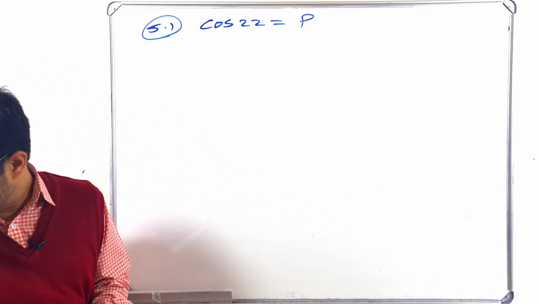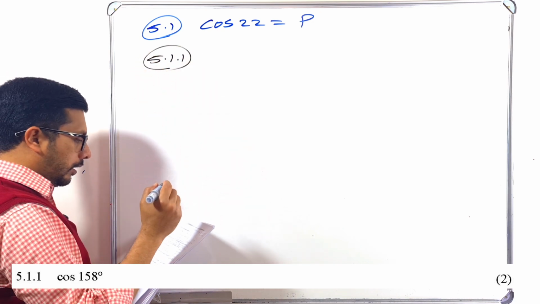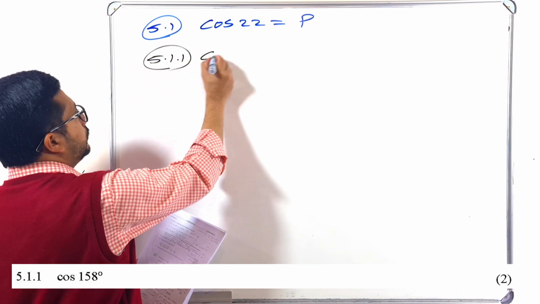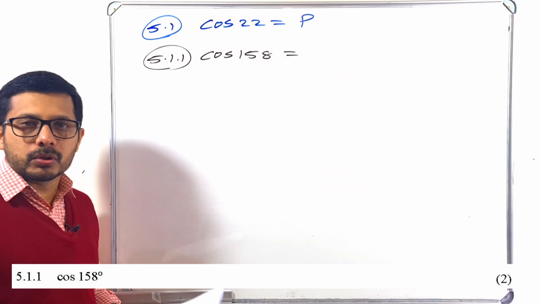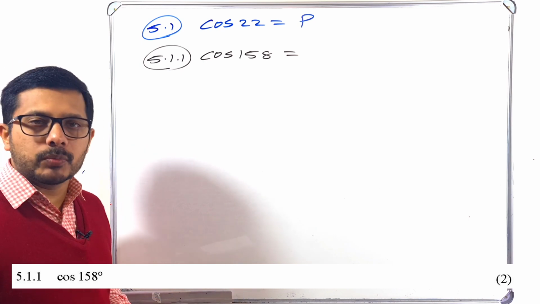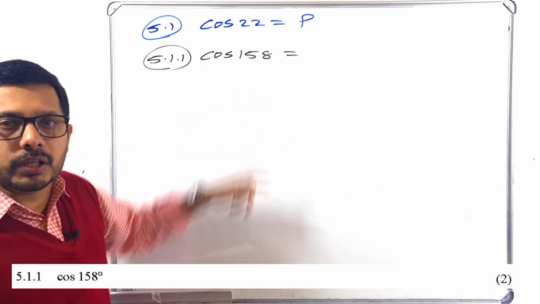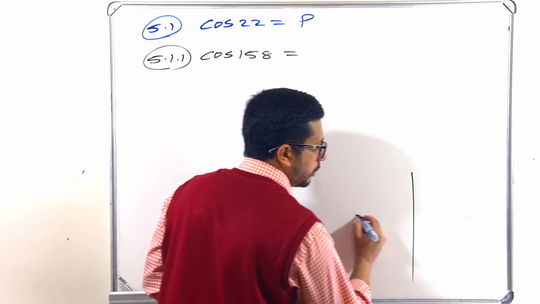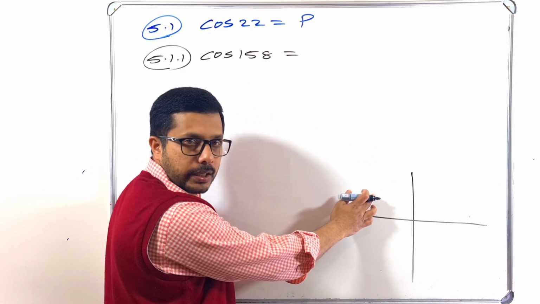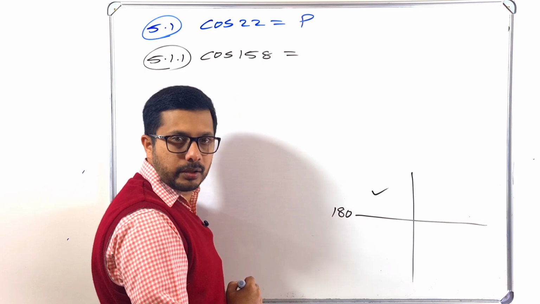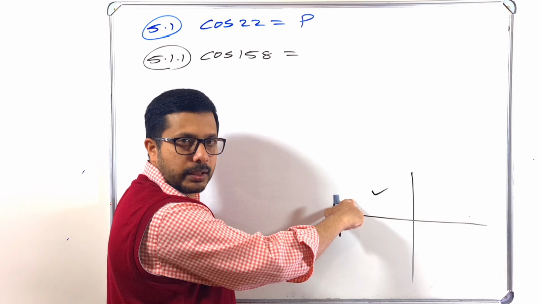5.1.1. Question number 5.1.1. What is that question? Cos of 158. You have to find cos of 158 in terms of P. That is very important. Okay. So 158 is in which quadrant? This is 180. 158 means second quadrant. Am I right? Second quadrant, okay, so second quadrant, how can you write? 180 minus theta. Am I right?